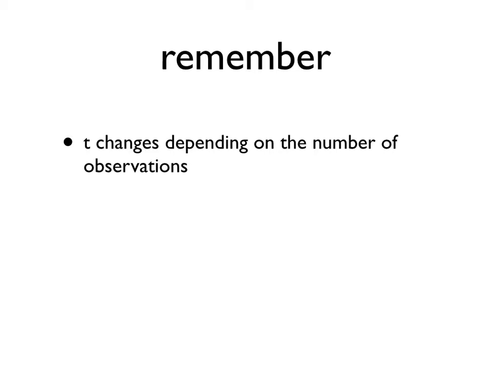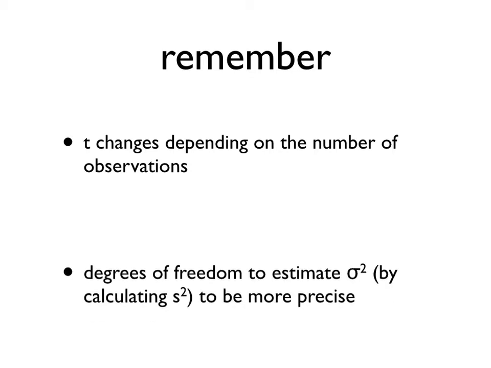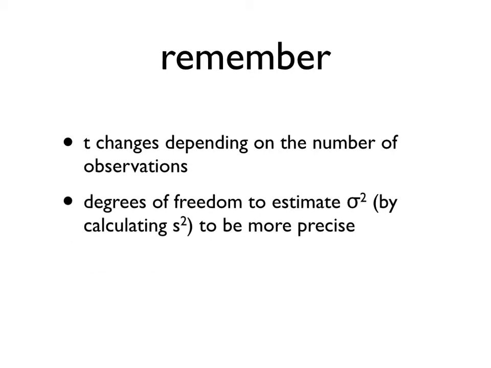By the way, you might notice when you look at a t table at the back of a book, once df hits about 30, it looks a lot like a z table. It's very similar. The values almost become indistinguishable. So t changes depending upon the number of observations. Degrees of freedom to estimate sigma squared by calculating s squared, to be precise. In our case, right now, it's going to be n minus 1.